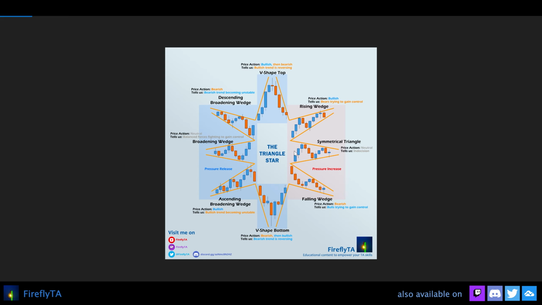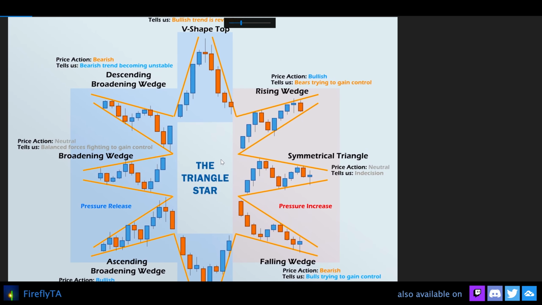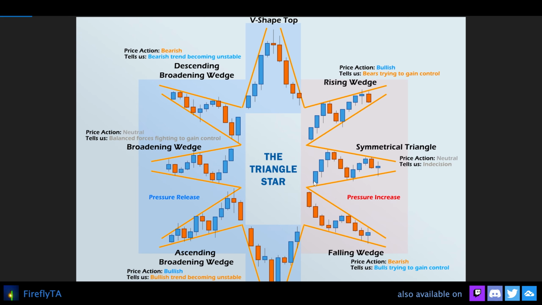What does it show us? What does the price action on a symmetrical triangle show us? As you can see, we have bullish price action, bearish price action, bullish price action, bearish price action. So price action is balanced. We have both sides defending their support and resistance entities.